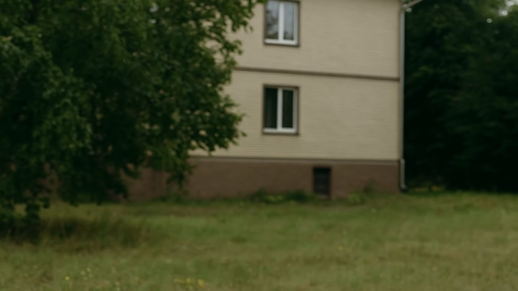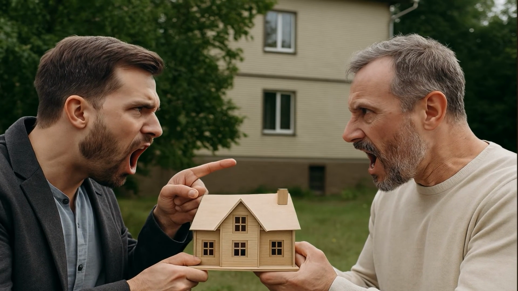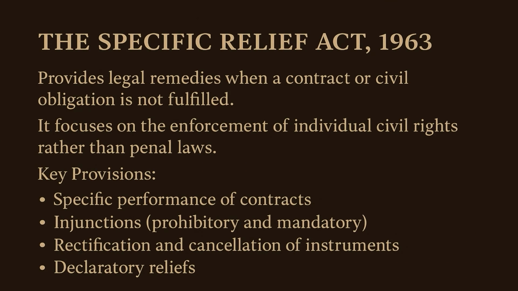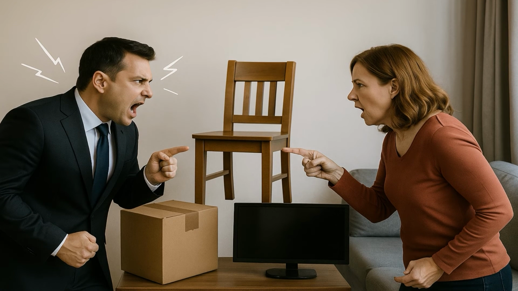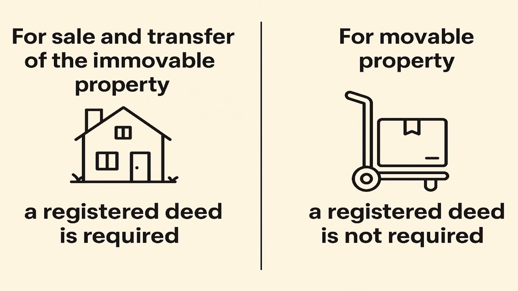Now, if there is any dispute between the parties related to immovable property, then the law applicable would be the Specific Relief Act for recovery of possession, damages, injunction and so on. While on the other hand, if we talk about a dispute related to movable property, since it is a contractual agreement, the remedy would be for breach of the contract executed between the parties. The contract can be oral or written. Again on the distinction, for sale and transfer of immovable property, a registered deed is required. For movable property, it is not.